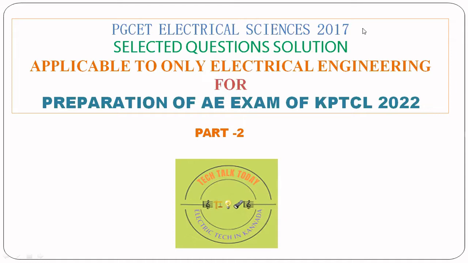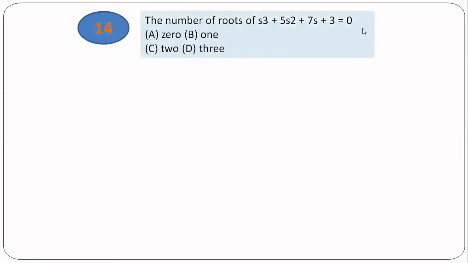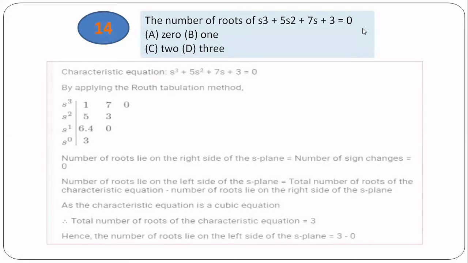This is part 2 of the 2017 KPTCL question paper of electrical sciences. This question is mainly about control systems. The number of roots for a given function we have to calculate. Let us look at the solution step by step.